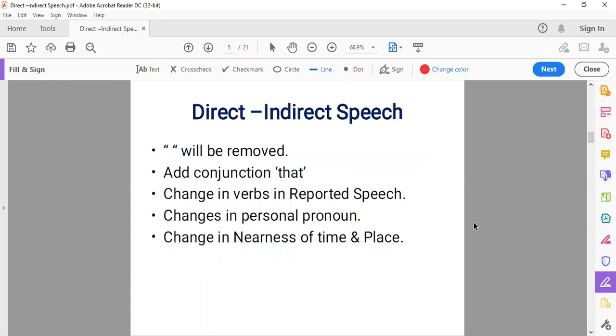Then after this, we discussed what changes we are going to make while changing the sentence from direct to indirect speech. First thing, we'll remove the inverted commas. Second, we'll add the conjunction. Third, we'll make the change in the verbs in the reported speech. Fourth one, we'll change the persons. And the fifth one, we'll change the adverbs used for nearness of time and place.